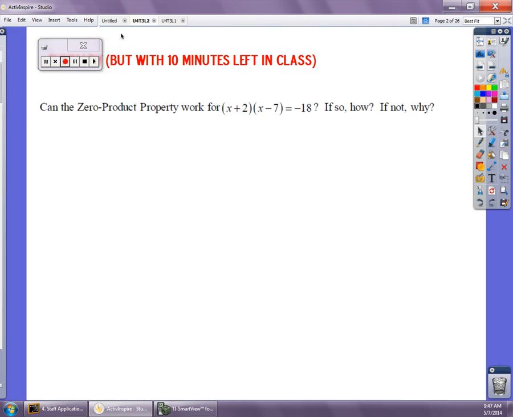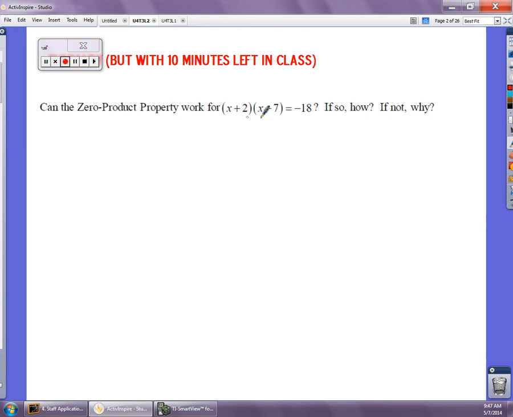We did this yesterday, but in case you missed it, the question was how can you use the zero product property in order to solve this problem? So go ahead and pause it, and then when you're done with it, check how I do it. Well, here, because you have a factored form, but it equals not 0 but negative 18, you would have to multiply these out.